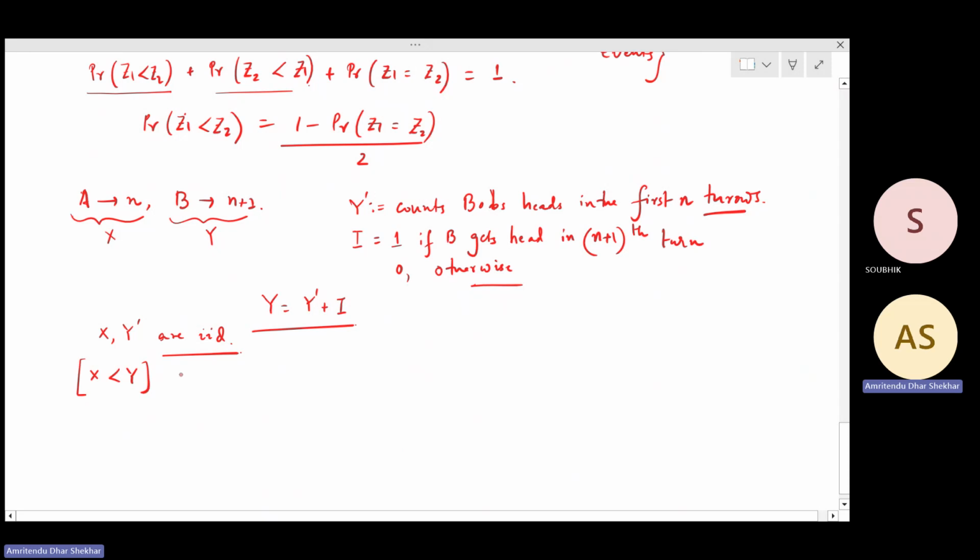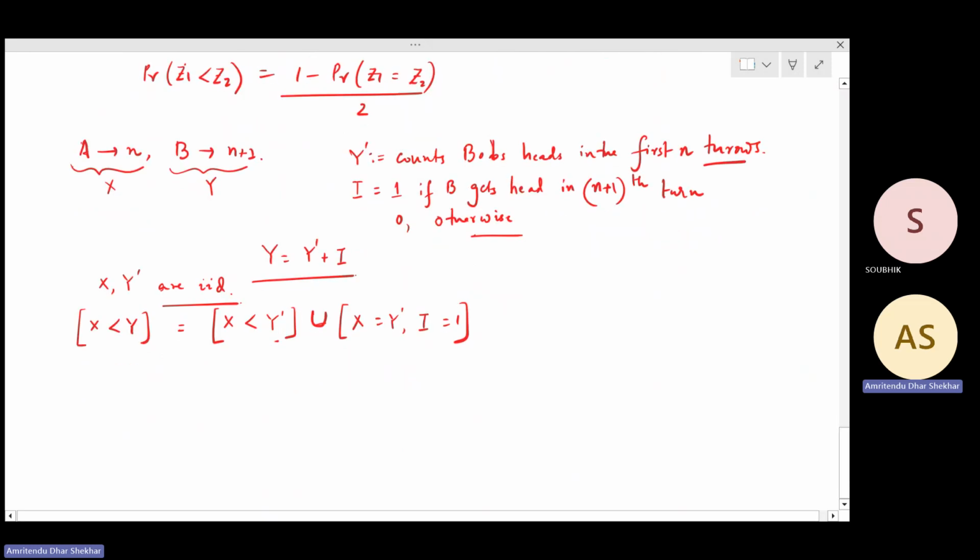So x less than y means two events are possible. One is x is smaller than y prime, right? If x is smaller than y prime, obviously x is smaller than y. Alternatively, it's possible that x is equal to y prime, but I is equal to 1. So it's clear, right?